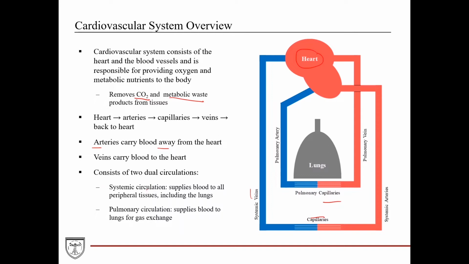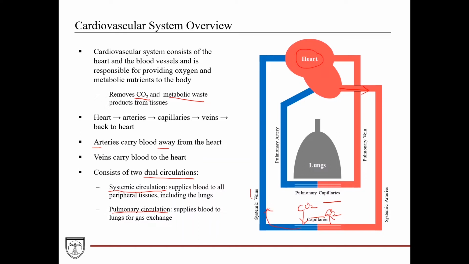The cardiovascular system consists of 2 dual circulations, the systemic circulation and the pulmonary circulation. The systemic circulation begins with the aorta coming off the left ventricle, and it branches off into all the different arteries that travel all throughout the body, perfusing all the different organs. Those arteries eventually branch into capillaries. Capillaries is where oxygen is dumped off into the tissues, and then the CO2 produced by metabolism gets picked up in the capillaries on the venous side and brought back to the heart.